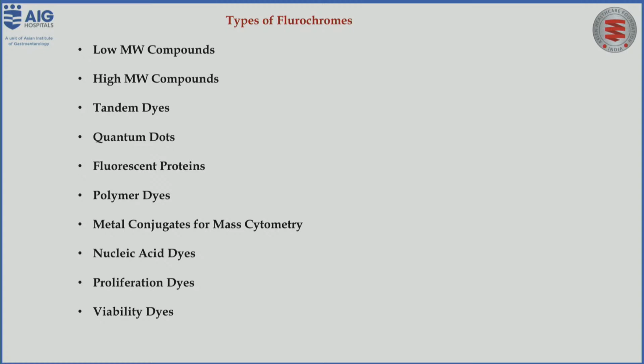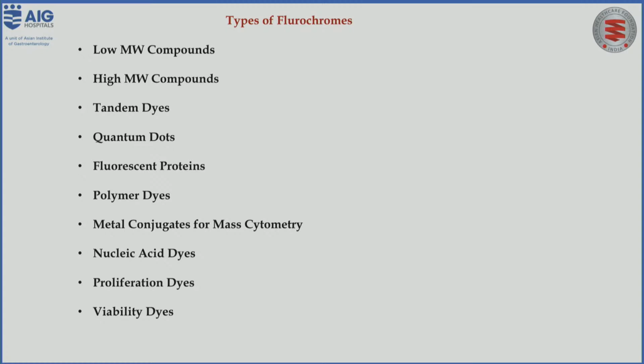And the other one is quantum dots. These are 2 to 10 nanometer nanoparticles actually, which are attached to fluorescent molecules. The other one, fluorescent proteins, the naturally available fluorescent proteins like GFP and YFP. So this will help us in transfection studies, where we can transfect the cells.